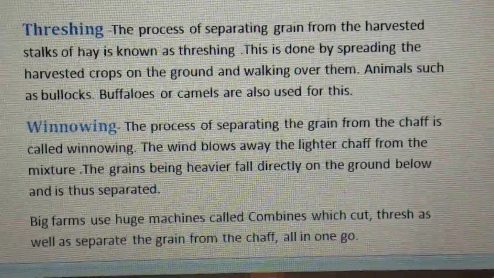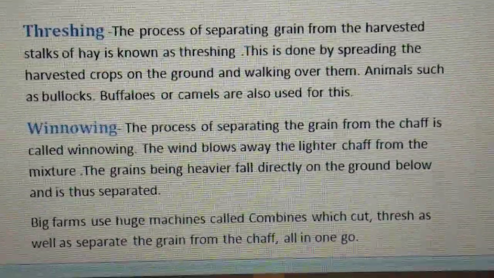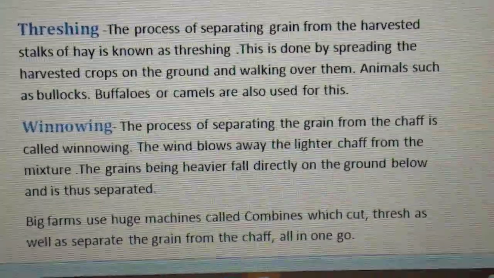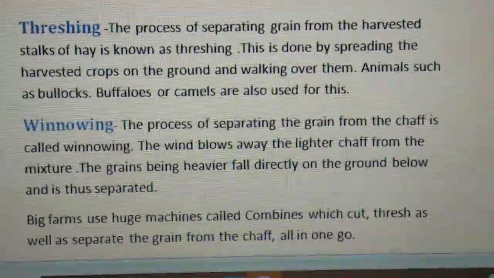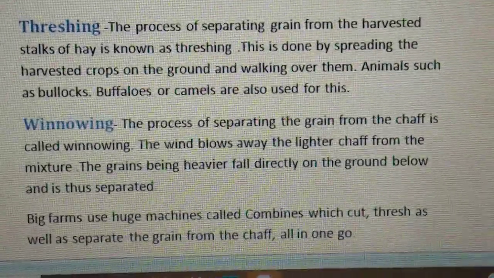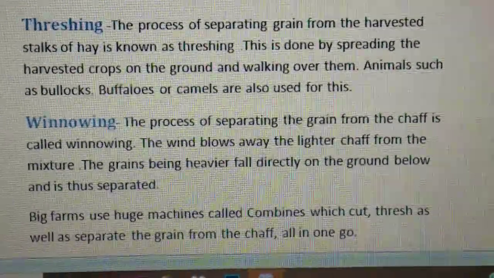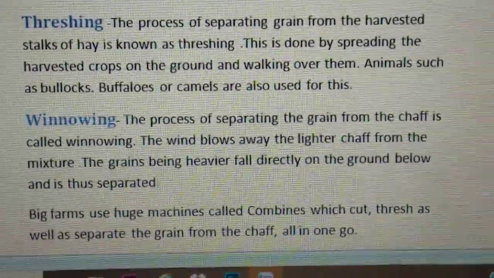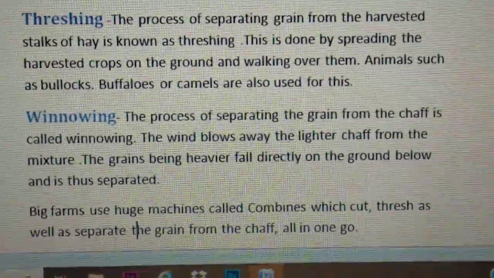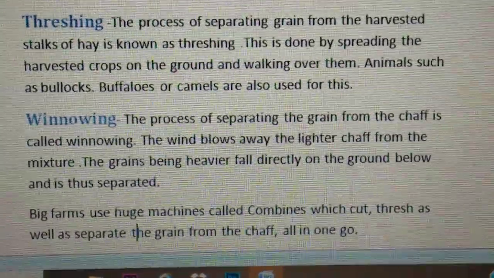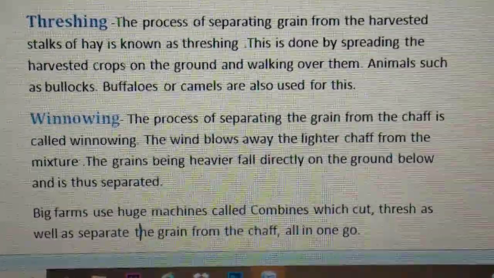Now the next method is winnowing. The process of separating the grain from the chaff is known as winnowing. The wind blows away the lighter chaff from the mixture. The grains, being heavier, fall directly on the ground below and are thus separated. So this is another method of separating the grain from the chaff.